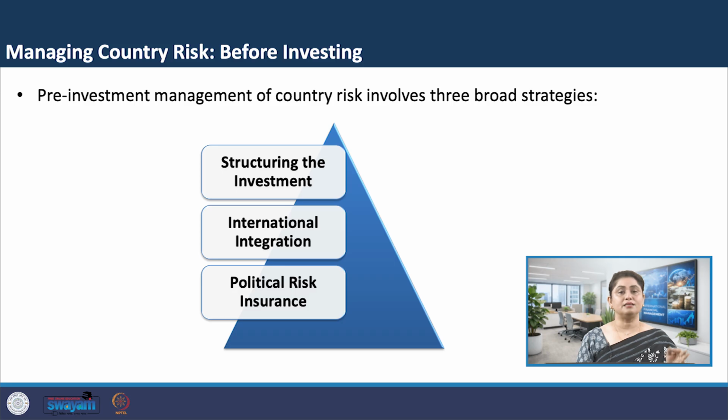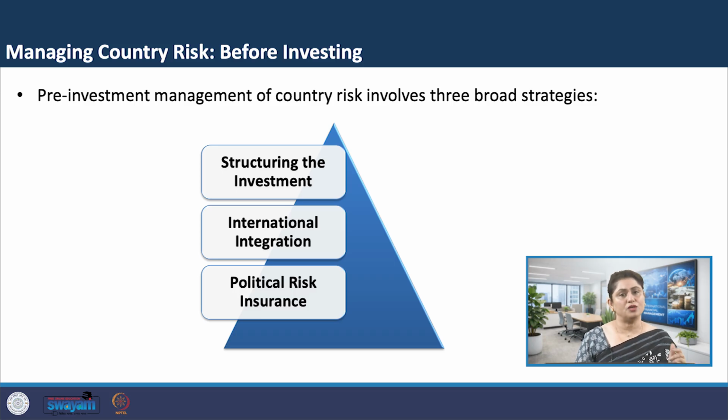The second is international integration. It means linking the subsidiary closely with the company's global network so that it becomes costly for the host country to take action against it. The subsidiary may be part of a global supply chain, so harming it affects many countries and many companies. It may involve foreign investors, lenders, or partners, thus increasing international pressure on the host country.